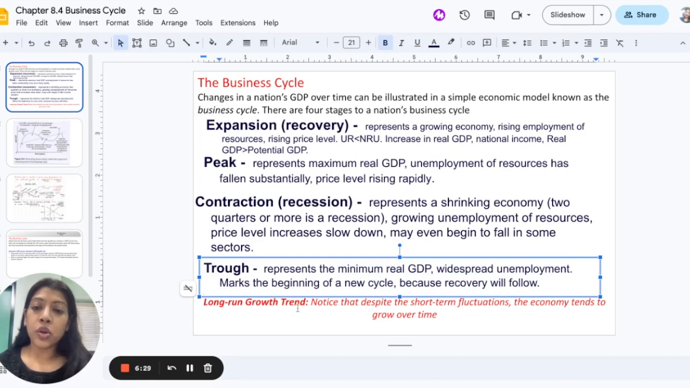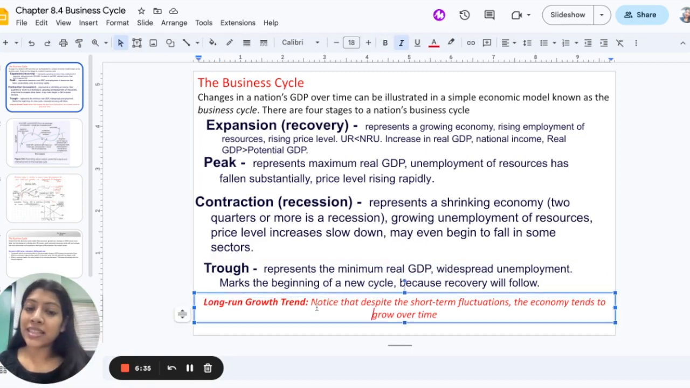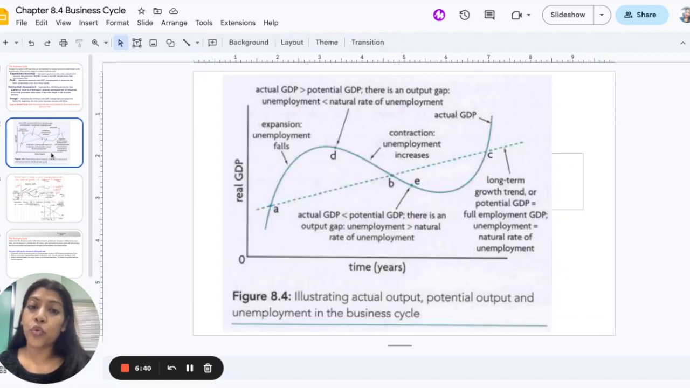Now, when we talk about the long term growth trend, which is the dotted line, which represents the potential output, notice that despite the short term fluctuations, the economy tends to grow over time, right? Because you can see that upward sloping long term growth trend, which means that the economy tends to grow over time. It's very rare to see an economy which is actually stagnating over time in the long term.